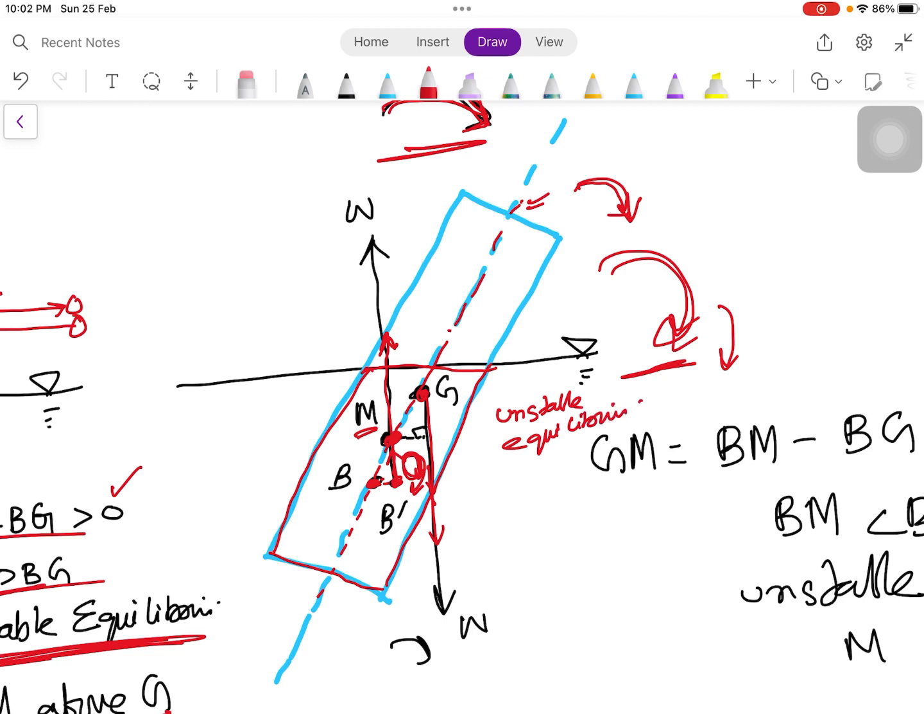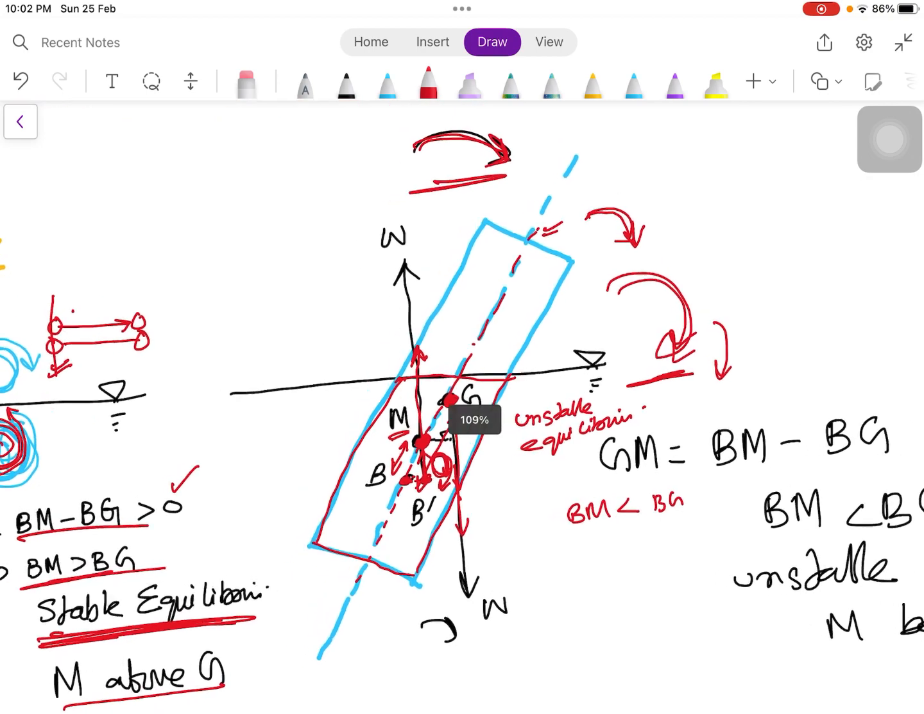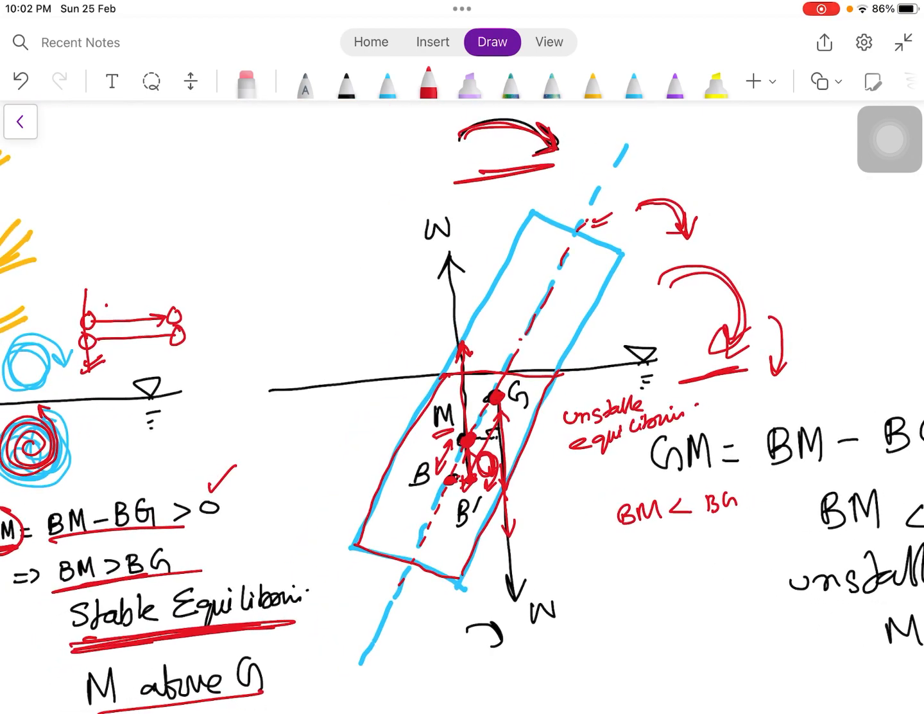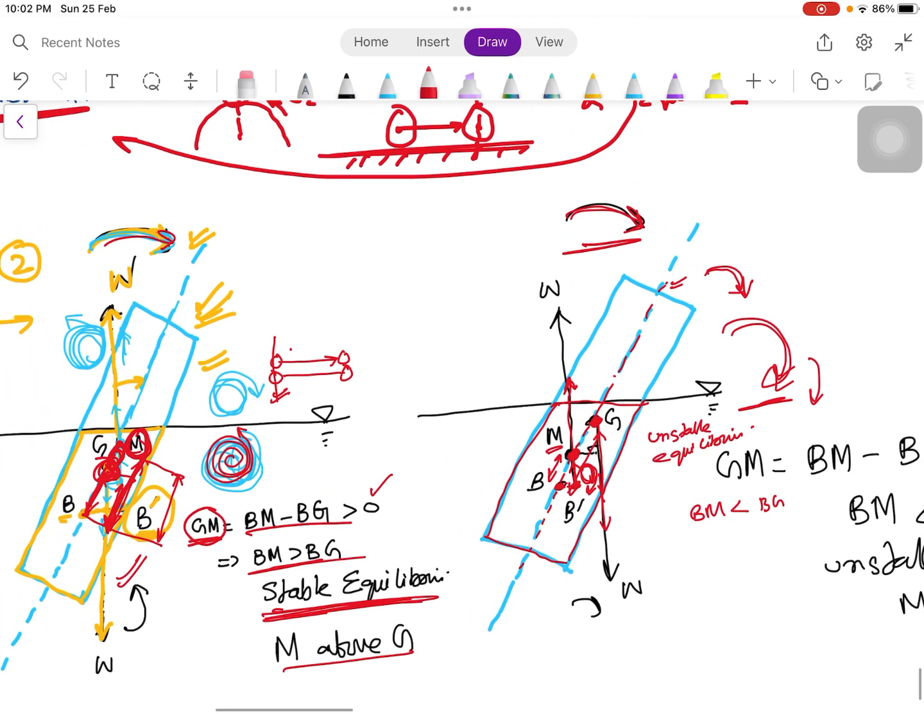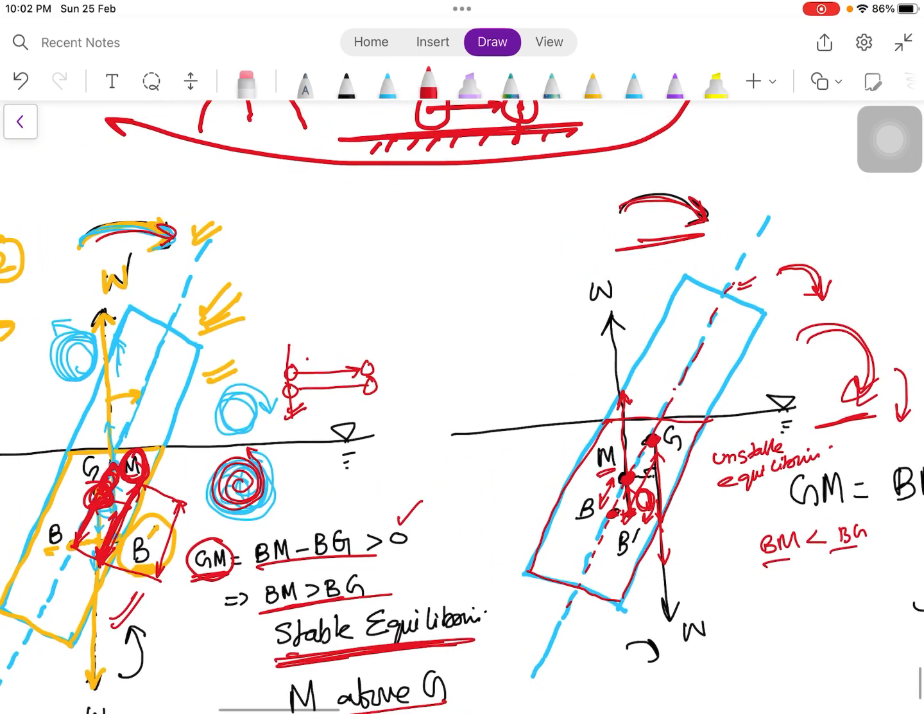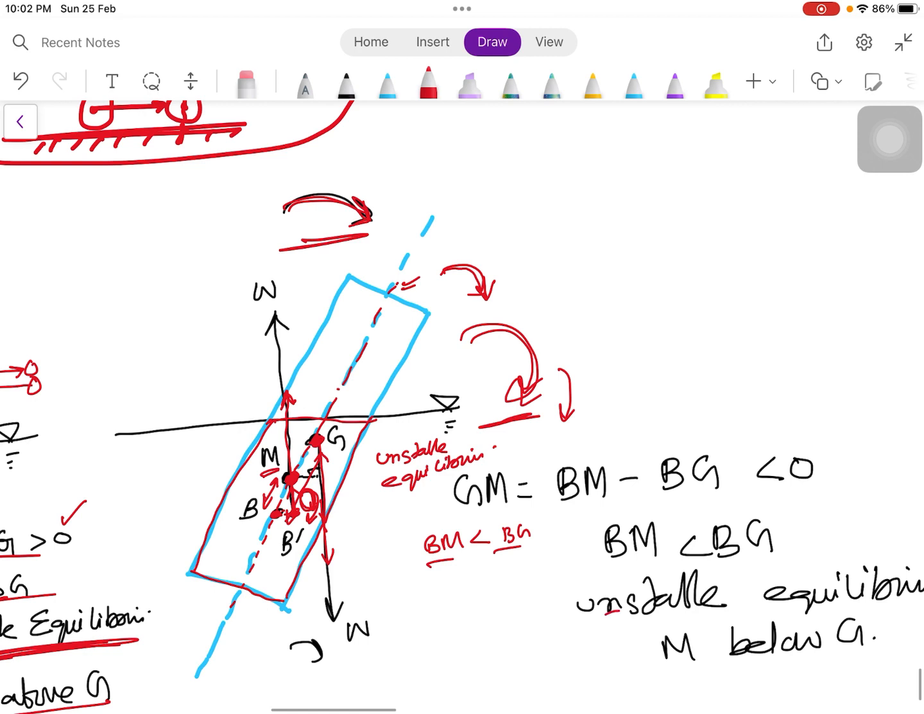In an unstable equilibrium, we have the metacenter below the center of gravity, or the distance BM less than the BG. That is, the distance between the center of buoyancy and the metacenter is less than the distance between the center of buoyancy and the center of gravity. In the previous scenario, the distance between the center of buoyancy and the metacenter was greater than the center of buoyancy to the center of gravity. So we have a reverse scenario here in the case of an unstable equilibrium.